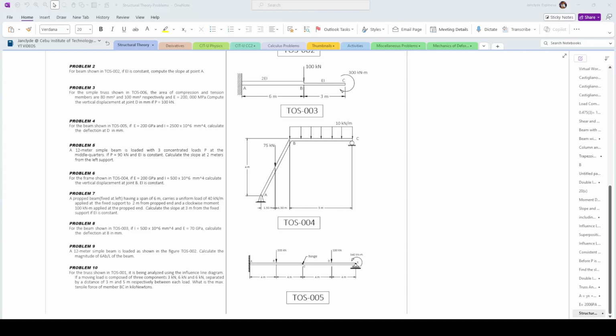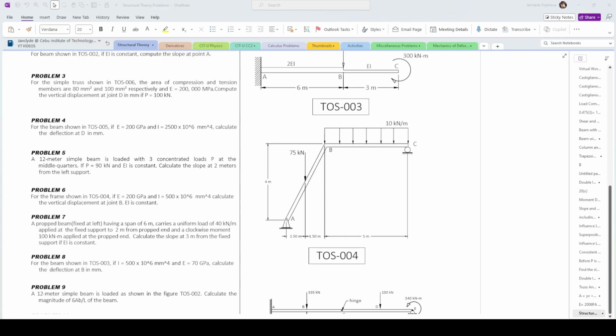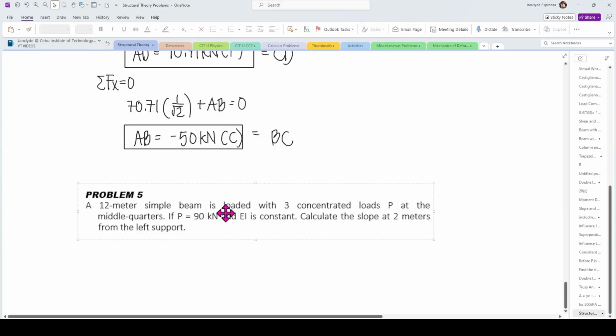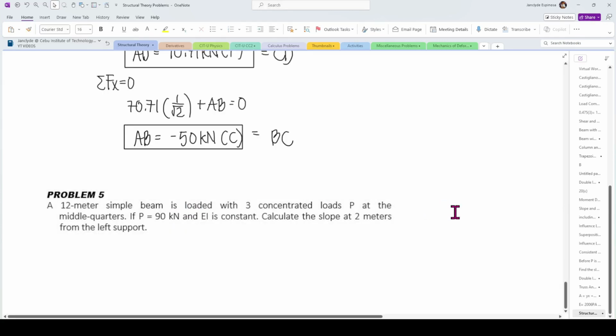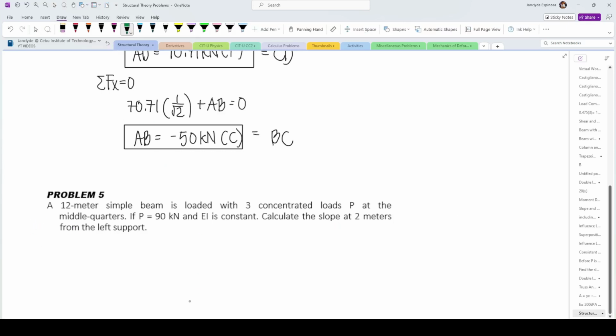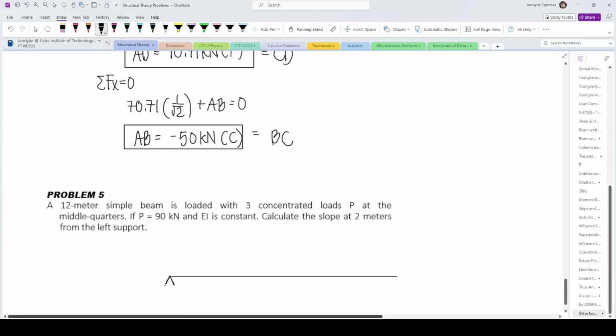Continue natin mga Lodi. Dito na tayo sa number 5. Now, this is a worded problem, no? Walang figure na binigay. So, we have to form this. So, we have daw a 12-meter simple beam. Sabihin natin, hinge dito. And then here, we have a roller. And then, meron daw 3 concentrated loads at the middle quarters. So, ibig sabihin ng middle quarters is meron tayong 3 loads, which is like this.